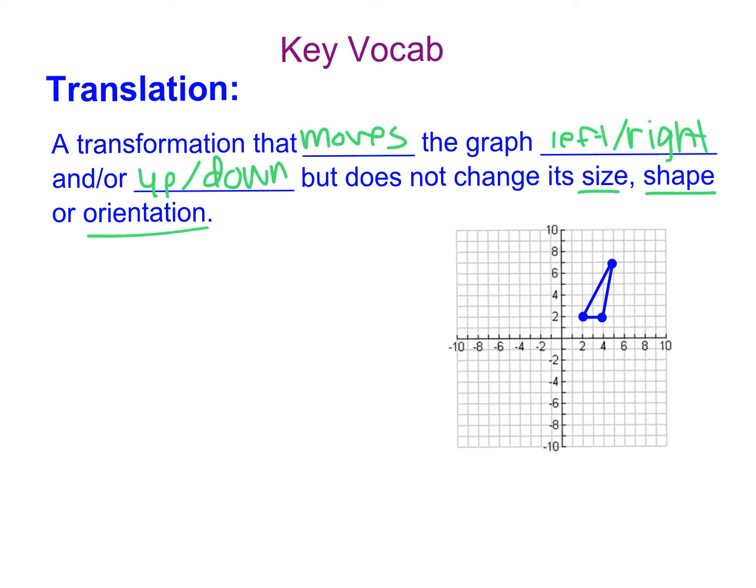So for example, you can see here that we have a triangle on the screen. If I were to apply a translation, say I wanted to move this shape down 2, I would essentially move every single point down 2 and connect it. You'll see that it doesn't change size, it just changes location and moves that shape left, right, up, or down.